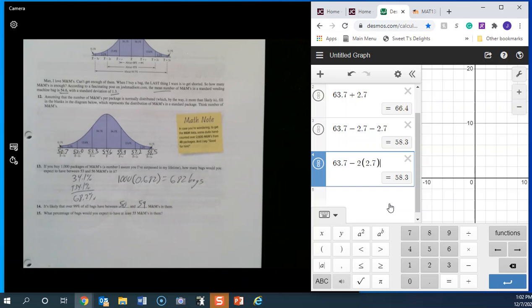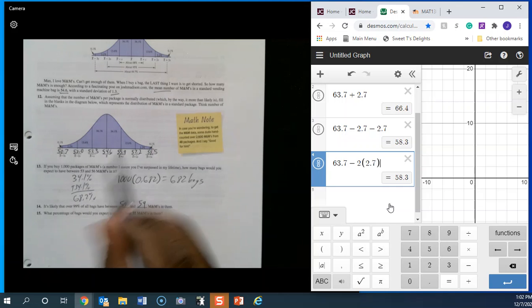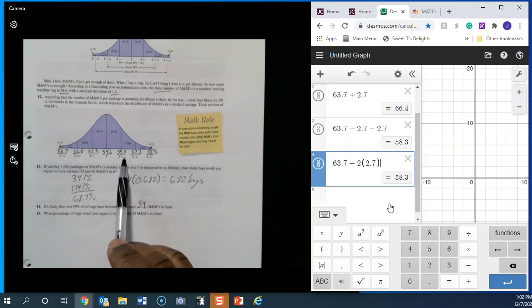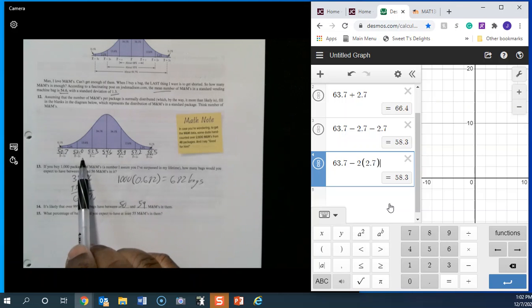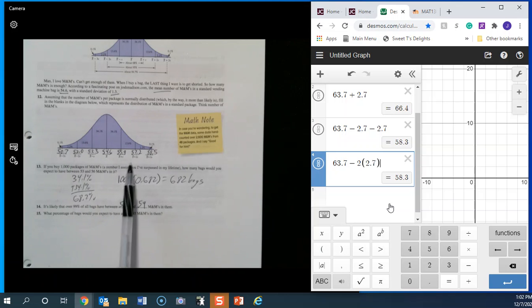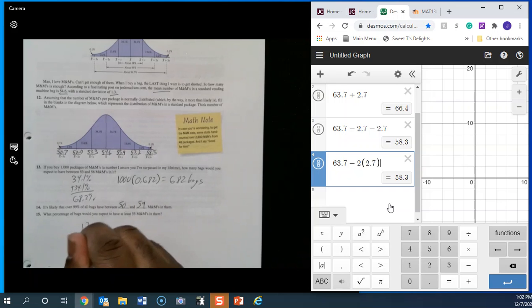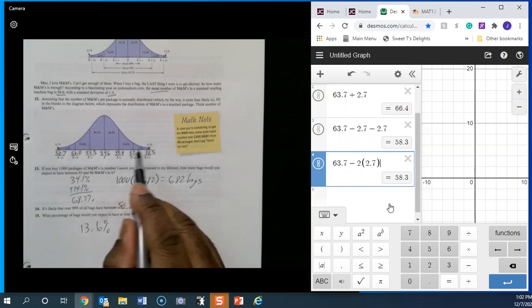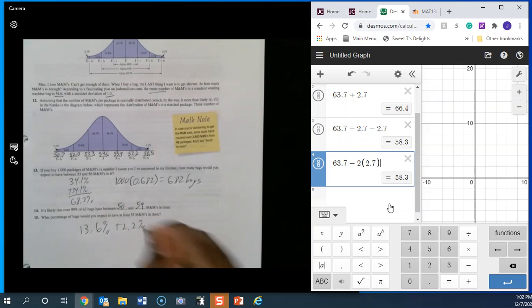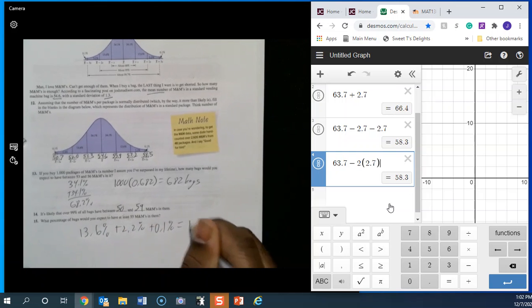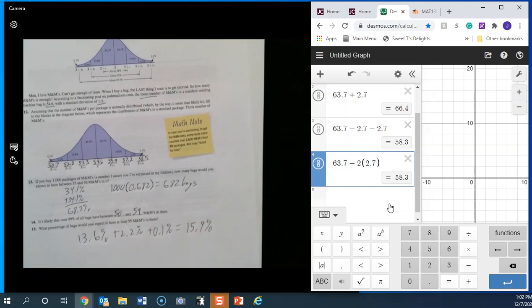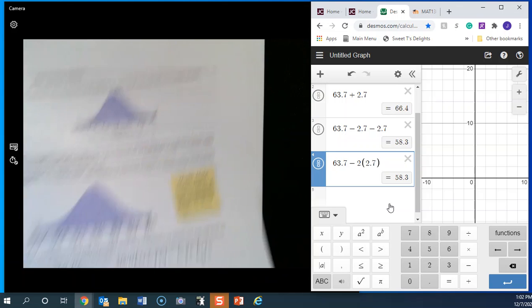What percentage of bags would you expect to have at least 55 M&Ms in them? Okay, so if you look here, 55 M&Ms, let's see, at least 55. So that's 55 or more. So we would go here and higher. So that'll be 13.6%, 2.2%, and then a 0.1%. So you would expect 15.9% to have at least 55 in them. So you can't go lower than a 55.